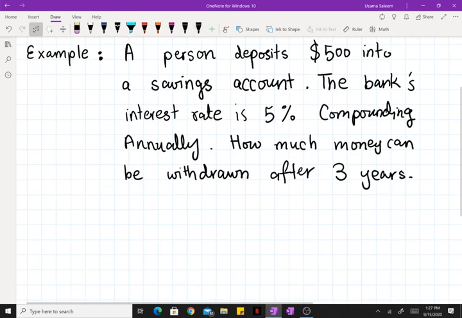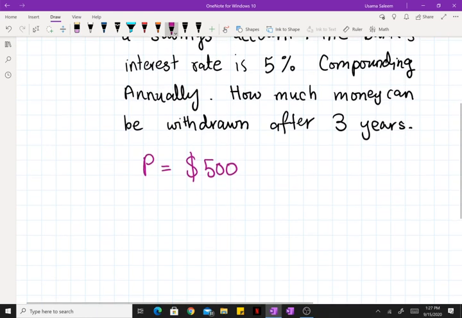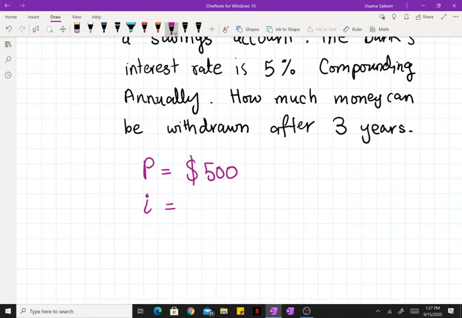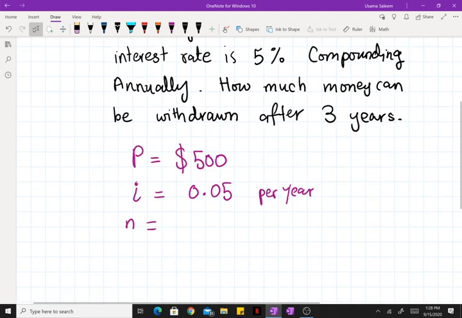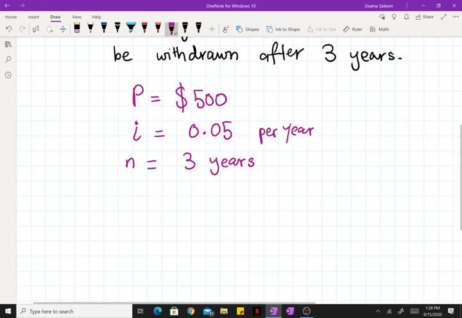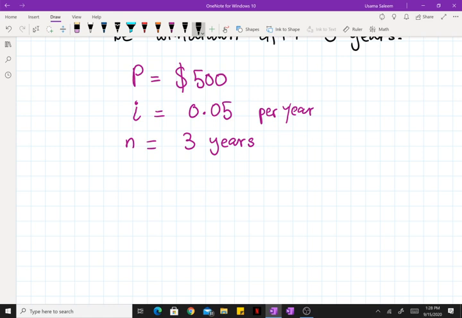So this is a simple problem where we're given a present value of $500. We are given an interest rate of 5% compounding annually per year, and we're given the time period after which we have to withdraw our amount, which in this case is 3 years. And we have to find the future value at year 3.